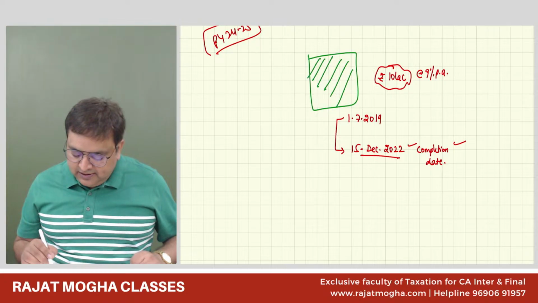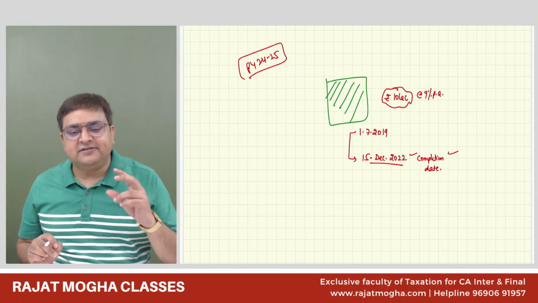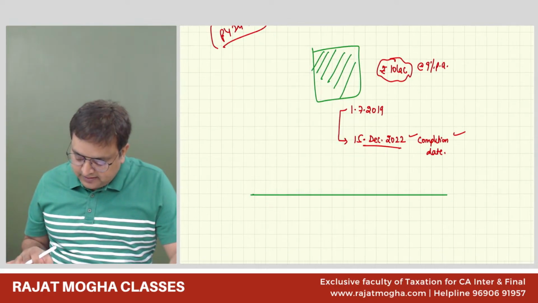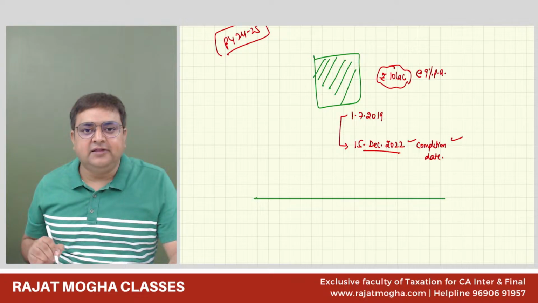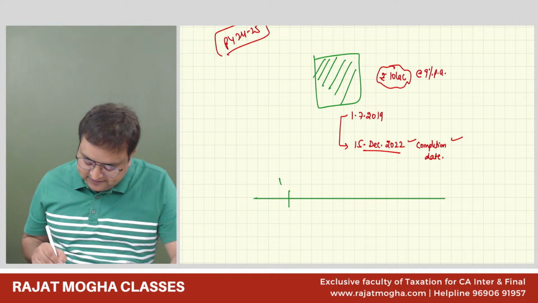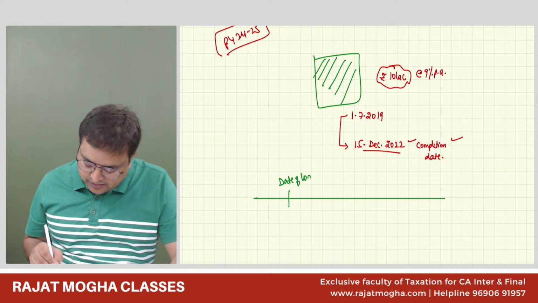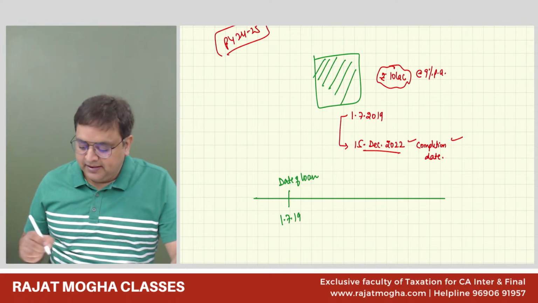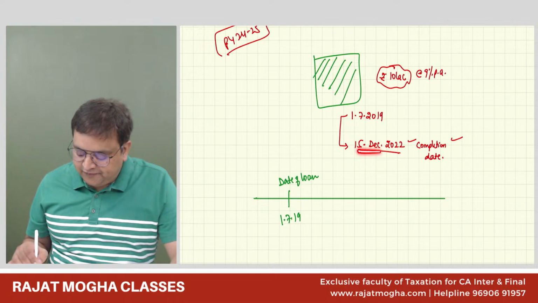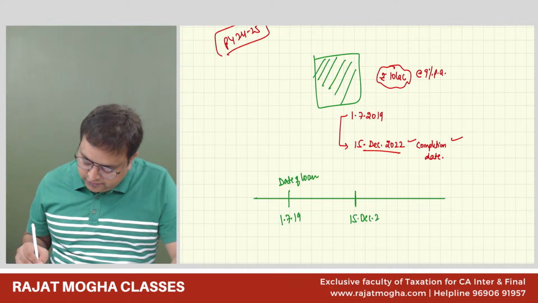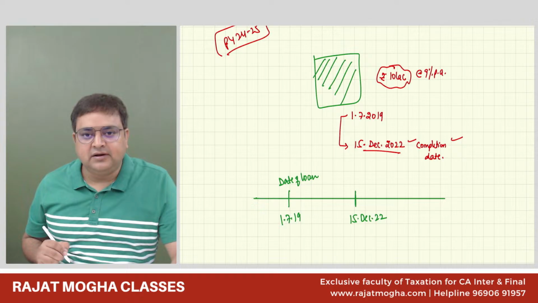First of all, you will see whether there is any pre-construction period or not. So let me draw this on a number line. Tell me the date on which you have taken the loan. The loan was taken on 1/7/2019. This is the date of loan. And the construction was completed on 15 December 2022. This was the construction period.